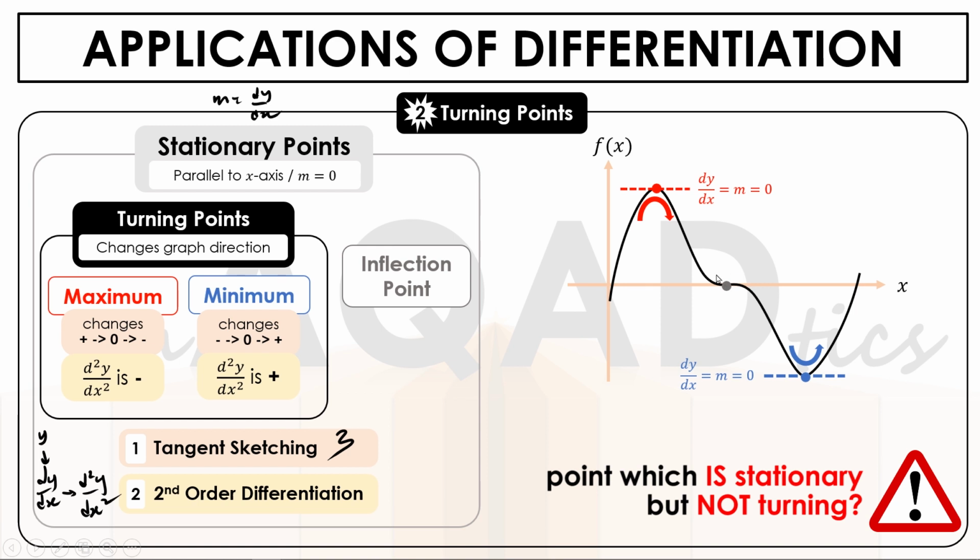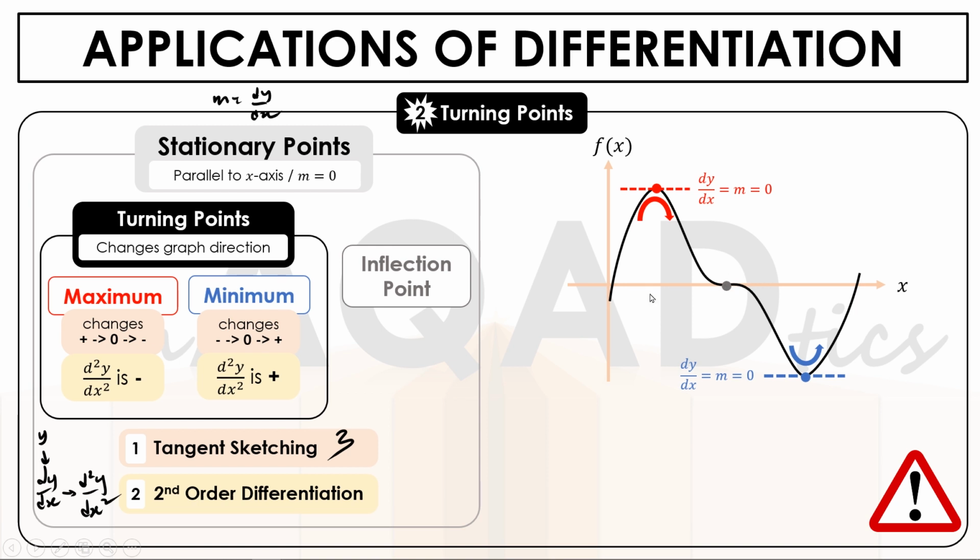Example is here. So please remember this one, because most of the questions in the textbook or exercises rarely ask about this inflection point, so students might gradually forget about it. But please remember, because this might be a potential question in SPM. So for the inflection point, how do we identify it using the tangent sketching method? It is this.